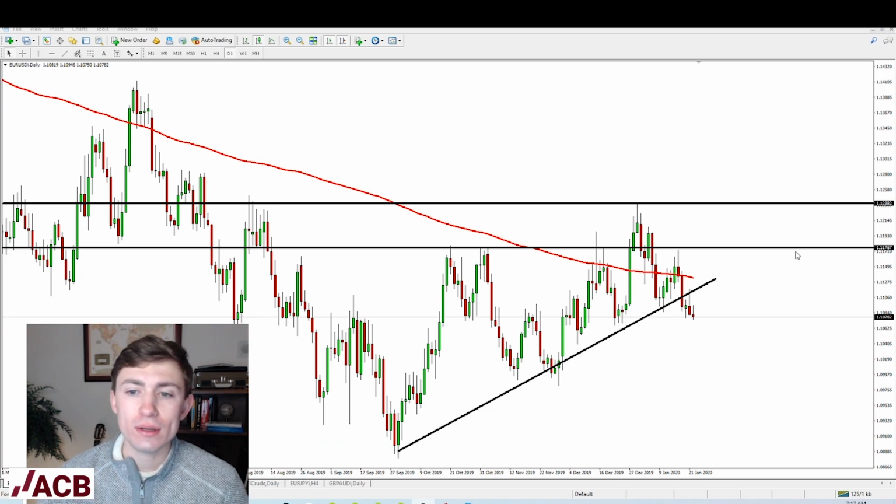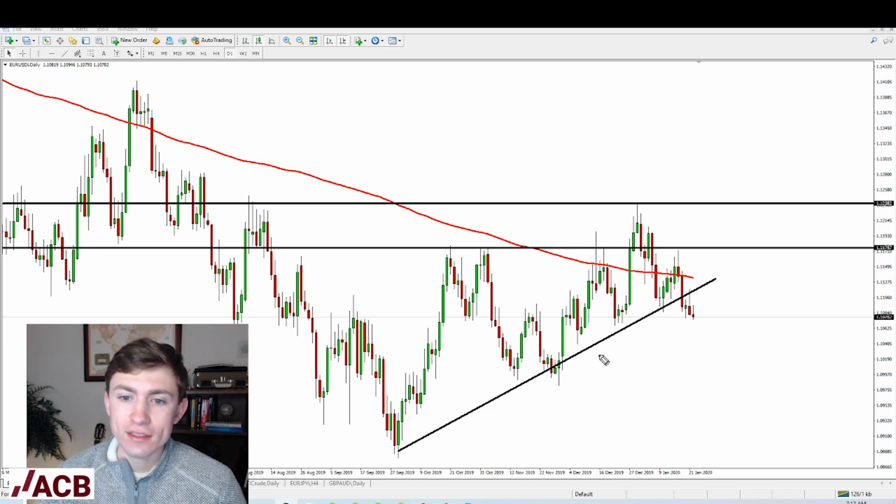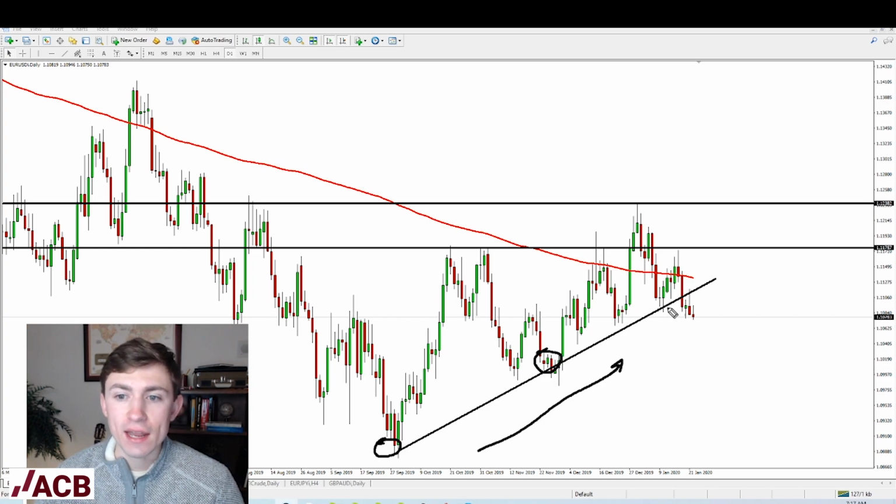You can see Euro USD actually breaking underneath this level that we've been watching. We've been watching this trend line to the upside, and just recently we saw price break underneath. We confirmed it, we held it for a moment, but then sellers took over. It looks like we could see the continuation of this downward push.